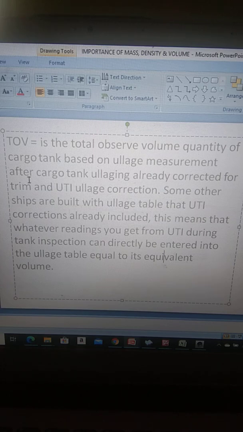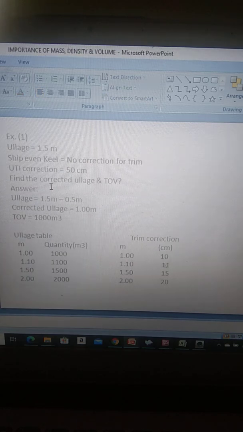Okay guys, so in this video I have prepared 3 sets of example how to get TOV. Okay guys, we go to example number 1. Example number 1, we have ullage of 1.5 meter and our ship is in even keel. So even keel, no correction for trim. So we have UTI correction of 50 centimeter. So in this case, we are going to look for corrected ullage and TOV.